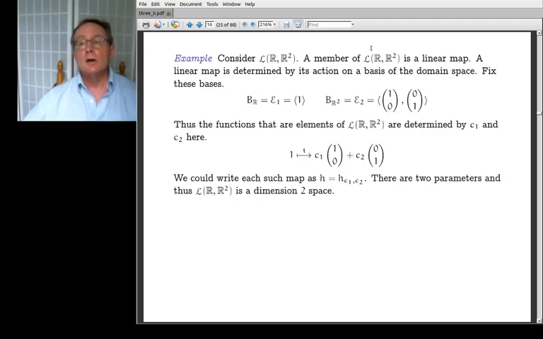And so we can understand what it means to be a member of this space. It just depends on what your C1 and your C2 are. So I could write each member of the space as H sub C1 comma C2. That's two parameters, and so in fact the set of linear maps from R to R2 is a dimension 2 vector space. Perfectly fair vector space, it's got dimension 2.